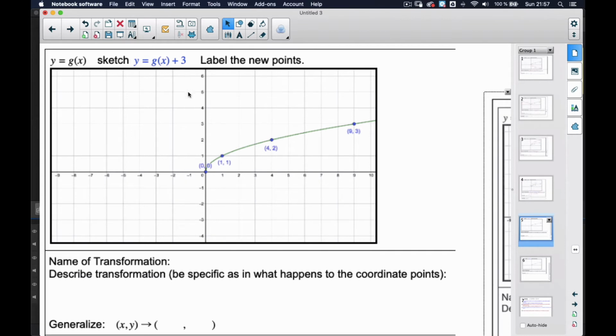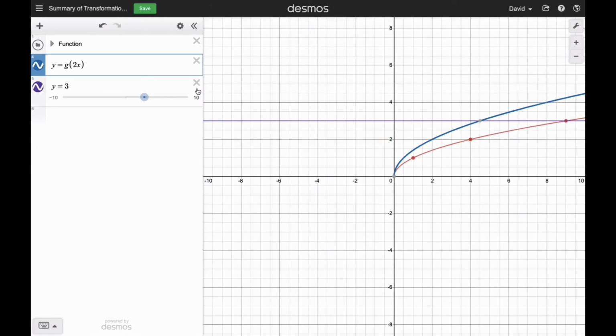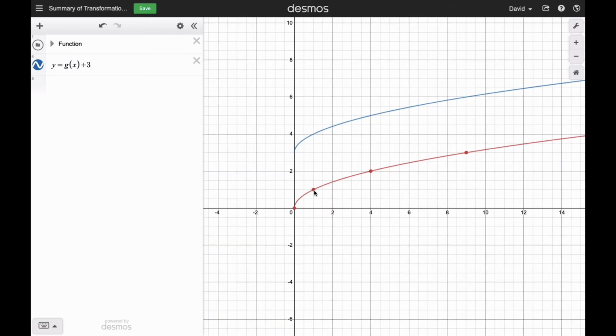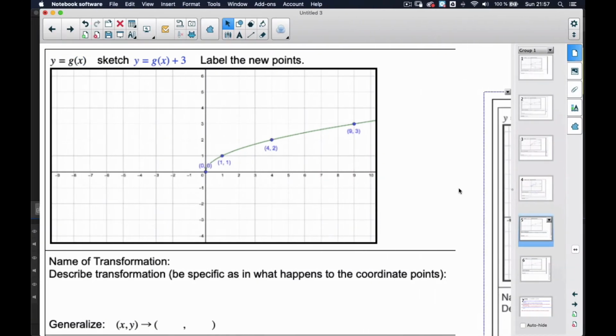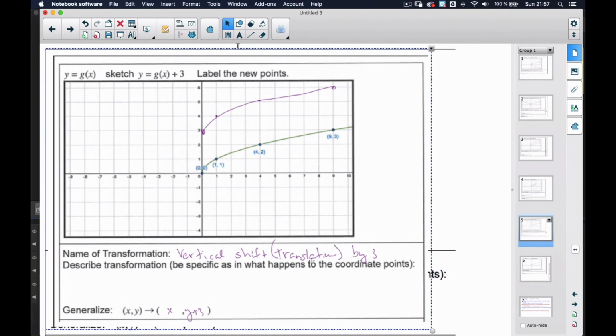And when we do this one here, students often find this one to be the easiest one to get a handle on. If I go plus 3, you can clearly see that the graph is all just shifted up. Even 0, 0 has been shifted up 3, and so this is what we call a vertical translation by 3. The x value stays the same, and 3 gets added to the y value.